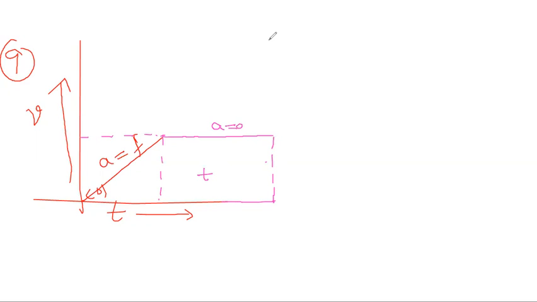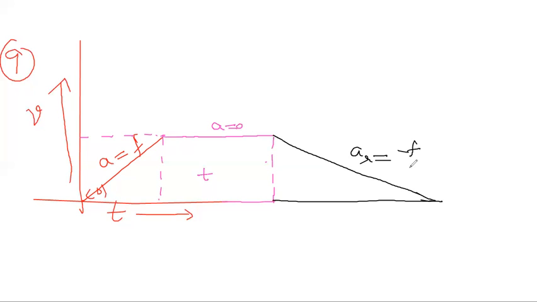After that, what happened? It is decelerated. It's no longer accelerated, it's decelerated. So retardation has taken place, and the retardation given is minus f by 2. Okay, this is the situation.